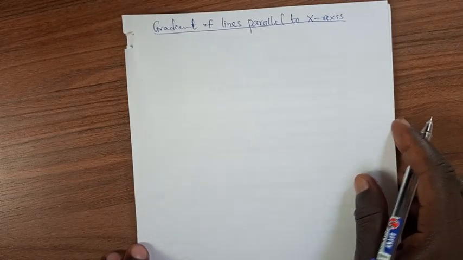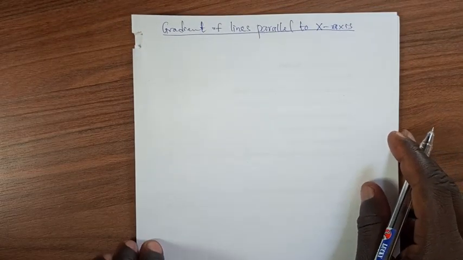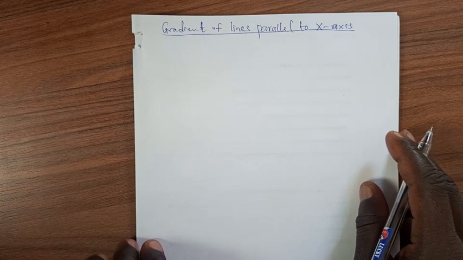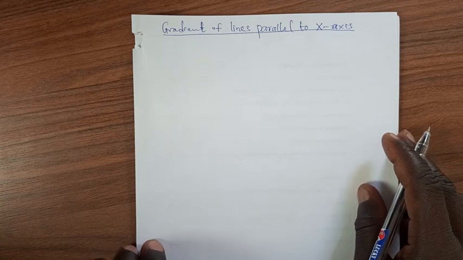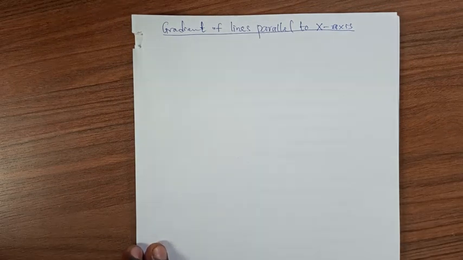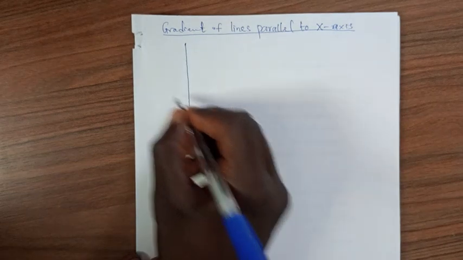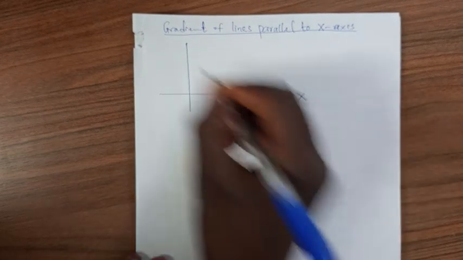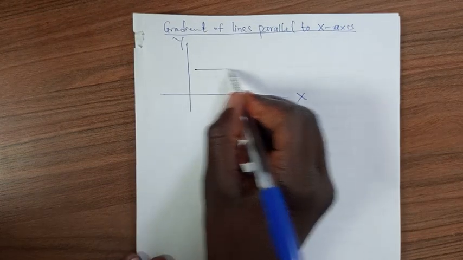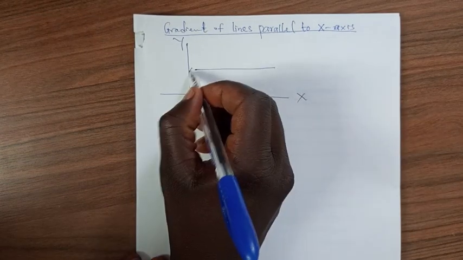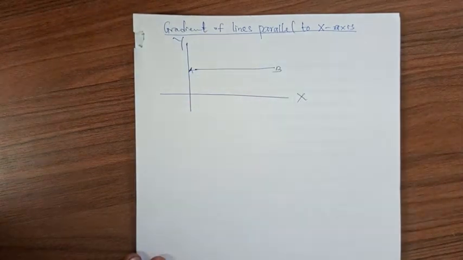Welcome back. In our second video, we're going to look at the gradient of lines parallel to the x-axis and also parallel to the y-axis as well. So, any line parallel to the x-axis, this is the x-axis and this is the y-axis. A line parallel to the x-axis is this line AB.